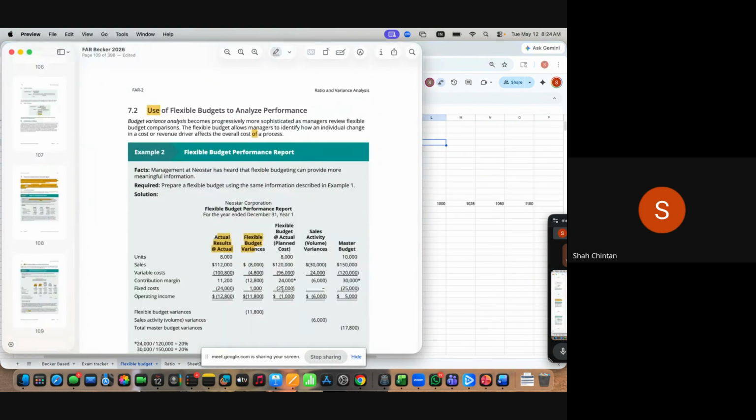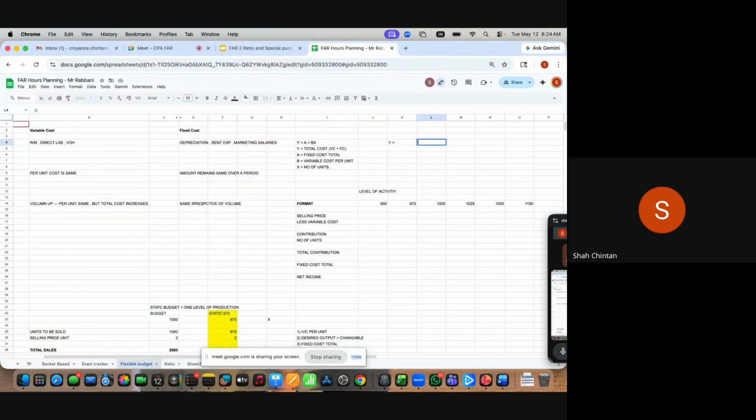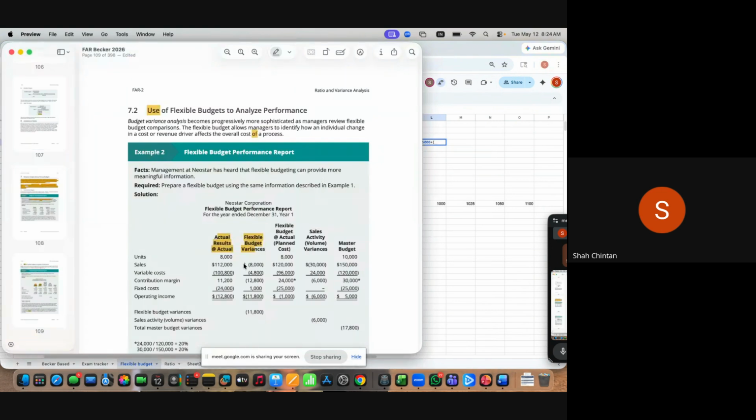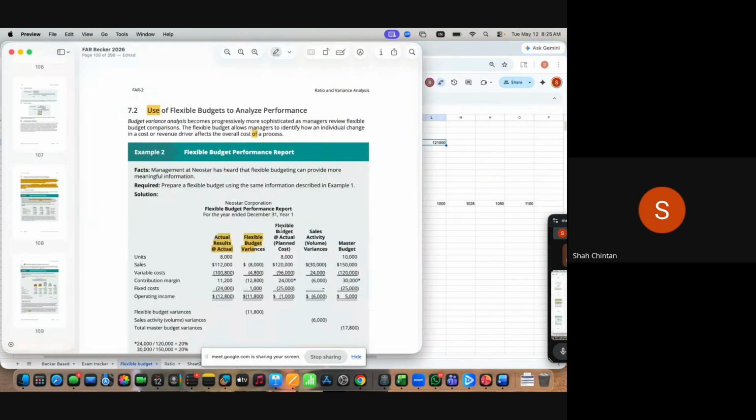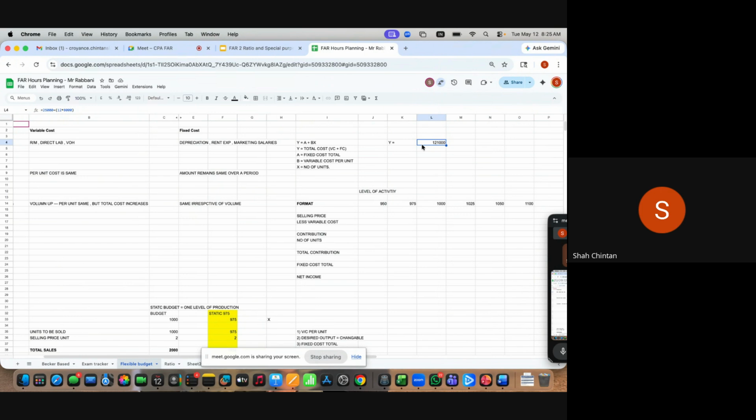Your a is the fixed cost, which is the budgeted fixed cost $25,000, plus b into x, where b is the variable cost per unit. Variable cost per unit you had budgeted at $12 per unit. In actuals, you sold 8,000 units. So now your budgeted cost becomes $121,000. Let's tally. $96,000 variable cost is budgeted, $25,000 fixed cost is budgeted. If you total both of these, yes, your flexible budget at the activity level of 8,000 units is $121,000 from the costing point of view.